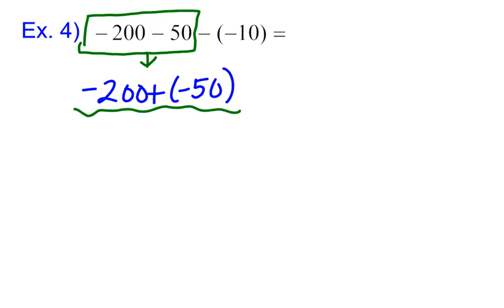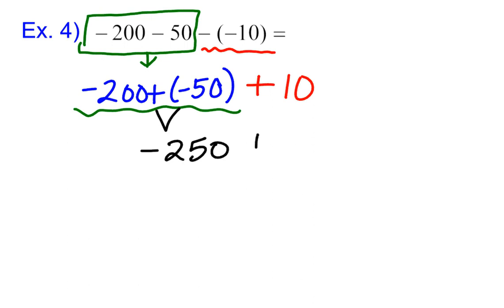Are we okay with that? Now, what we're going to do is take a look at the rest of it. Let's look at this part here. Subtracting negative 10. Again, we want to add the opposite. So instead of subtraction, we're going to have addition. Instead of negative 10, the additive inverse of negative 10 is positive 10. Just like anything else in order of operations, when we have adding going on, we start left to right. So we'll take negative 200 and negative 50. You add those two together, you get negative 250.